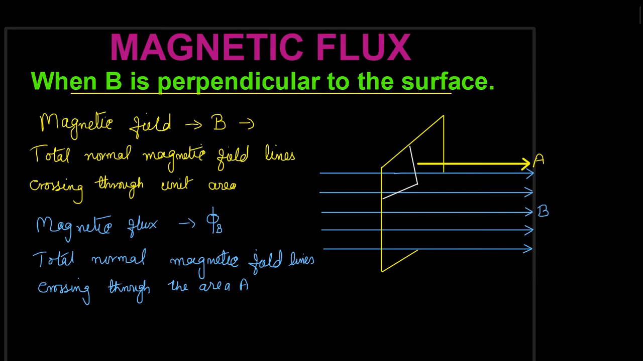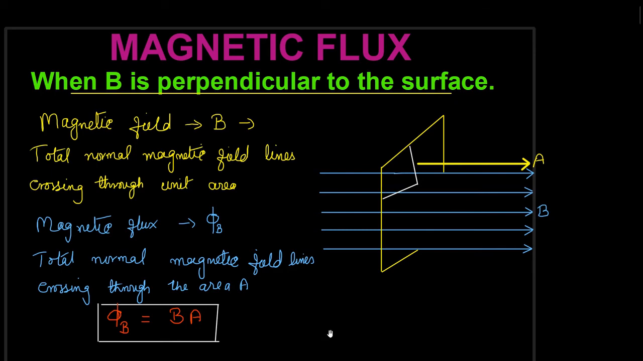So from this, it is very clear that phi B is equal to magnetic field times area, or phi B equal to B into A. That is the expression for magnetic flux when magnetic field lines are parallel to the area vector.